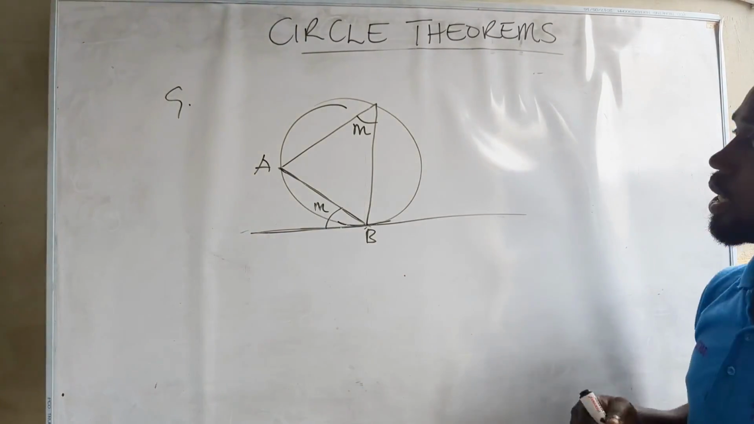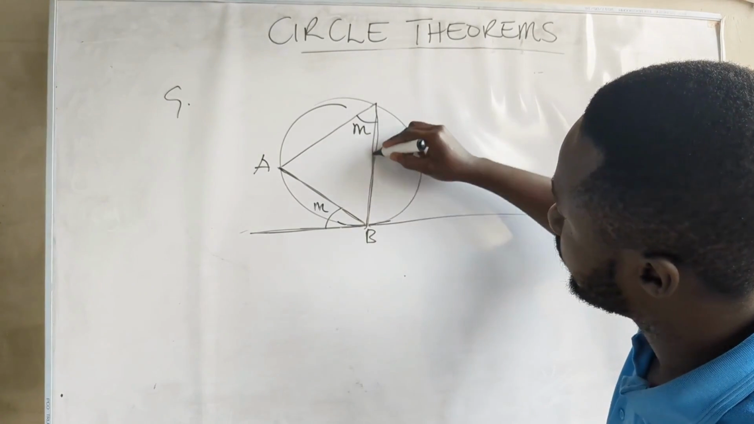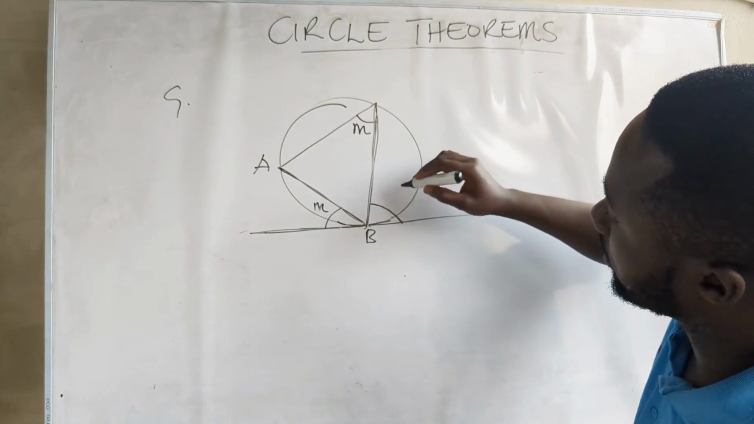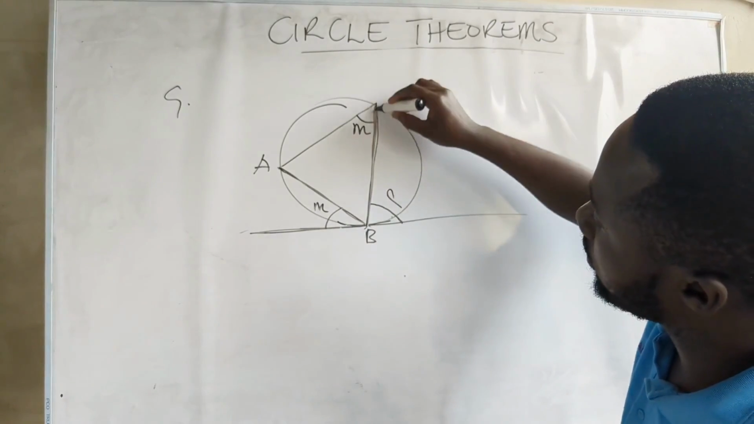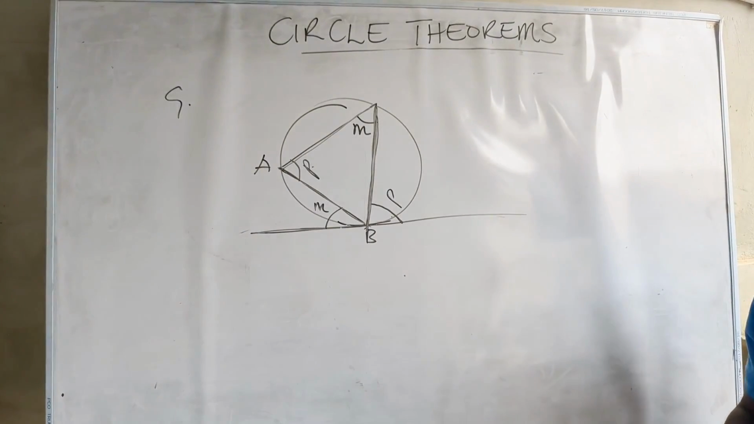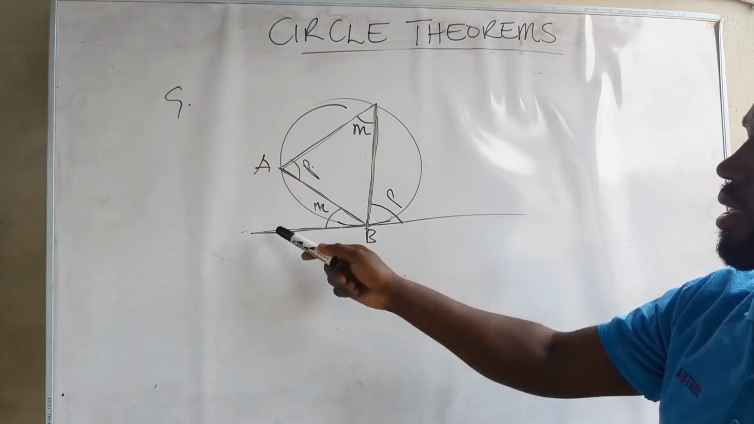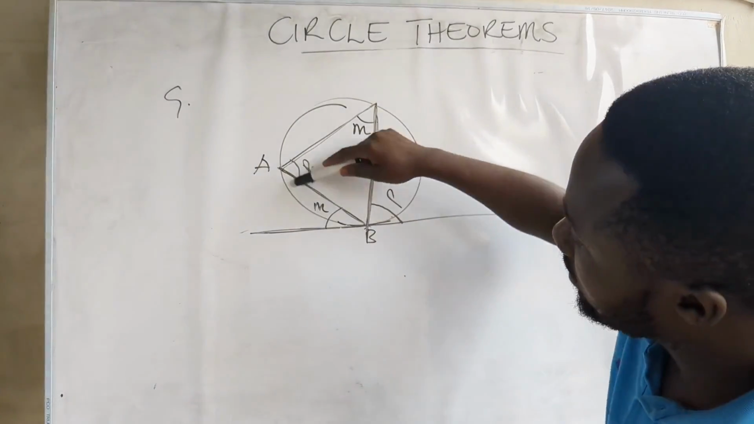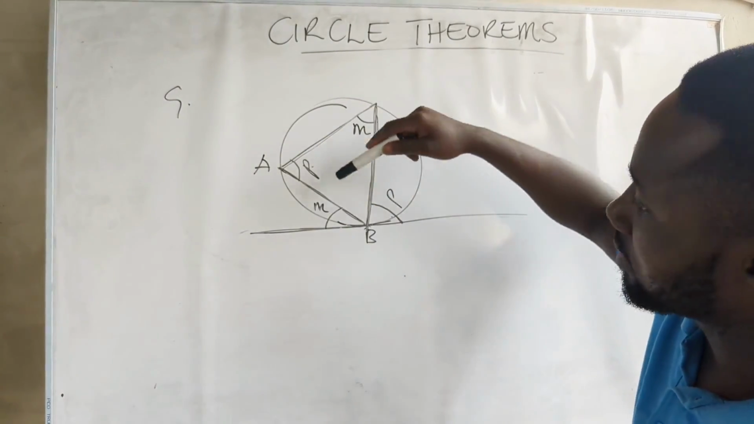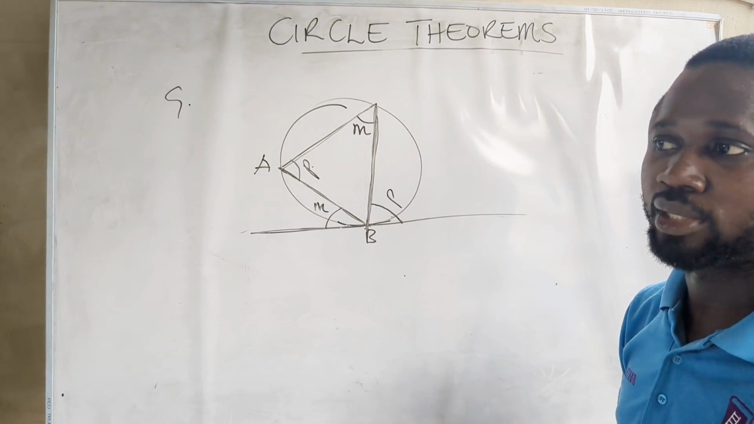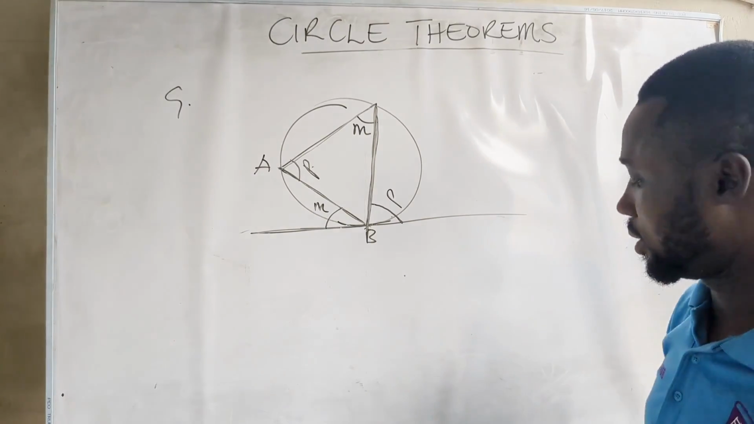Here we can also say that this is also a chord. So the angle between this chord and the same tangent, if the angle is P, is the same as the angle this chord subtends at the circumference of the circle. That is the angle here, P. And this is a straight line, so M plus the angle here plus P is equal to 180. Interior angles of a triangle, M plus P plus the angle here is also equal to 180. So you see how simple it is. Very simple.